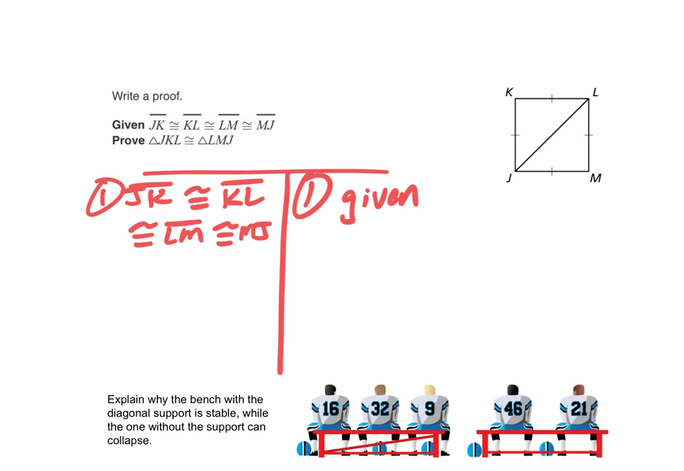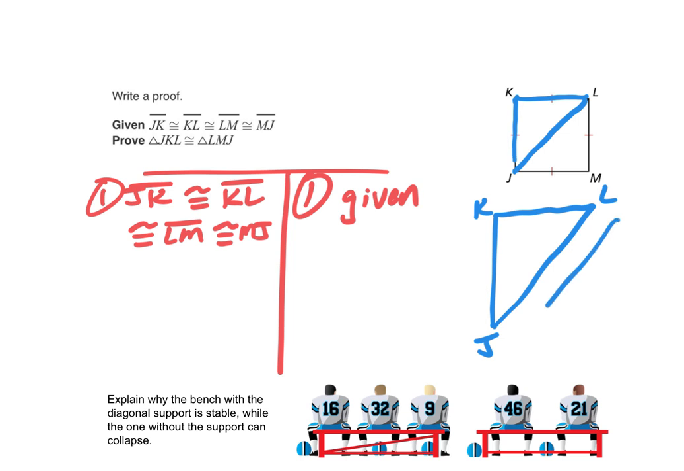Then we've got this diagonal that goes from J to L across here. Okay, I'm trying to prove that triangle JKL, if you need to, highlight or label that, right? Or redraw it. JKL. If you need to redraw it, redraw it, if you need to see the two triangles separately. And we're trying to prove that JKL is congruent to LMJ.